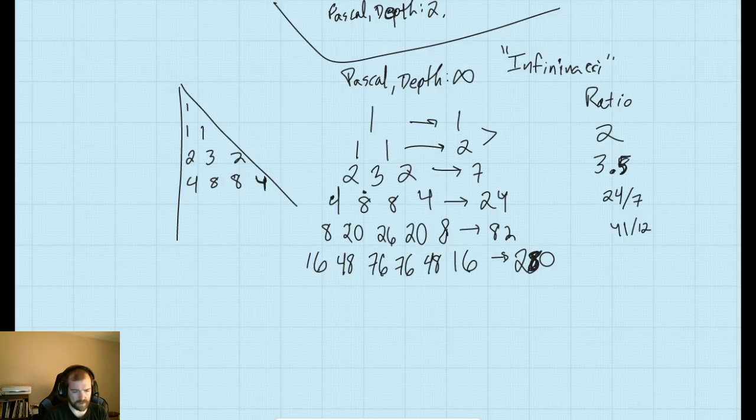So I don't know what that is. 24 over 7 is 3.42857. 41 over 12 is 3.416 repeated. And 280 over 82 is going to be 3.41463. A bunch of stuff from there.